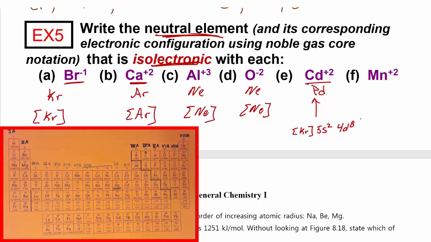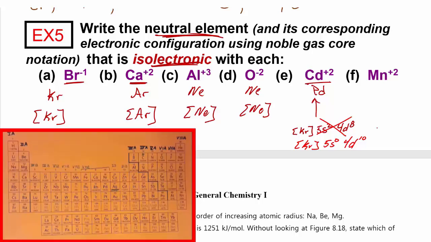But remember the trick. Make d10 and d5 when you can. So definitely, this is wrong. We need to do krypton, 5s0. And you can leave that part out if you want. I kind of like it there. 4d10.